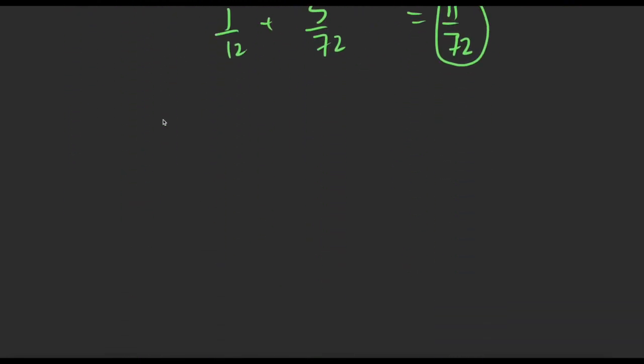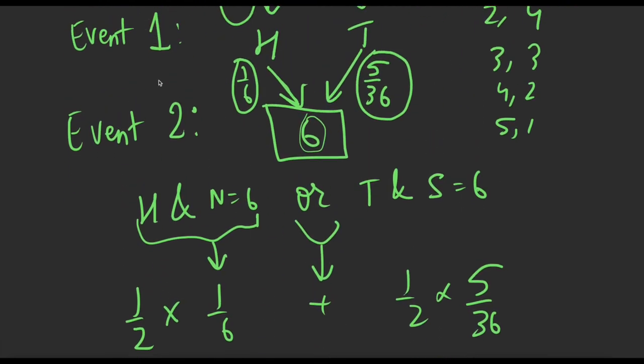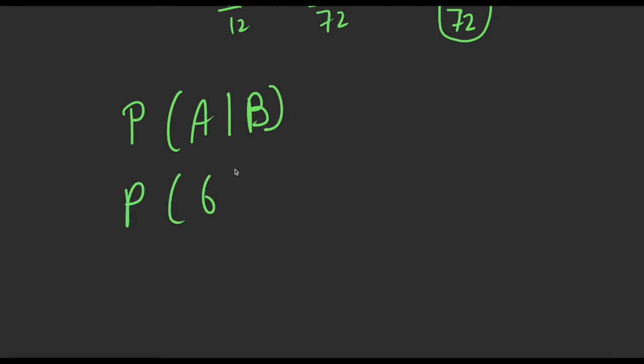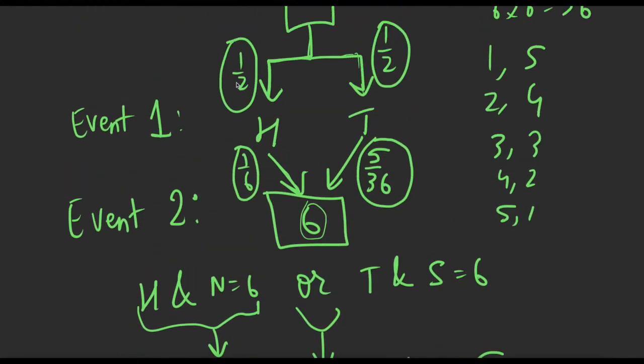So now, well, I'm just going to take this question. Conditional probability is generally given by the probability of A given that B has already occurred. So now what is the probability of 6 given that heads has already occurred? So now you know that heads has occurred.